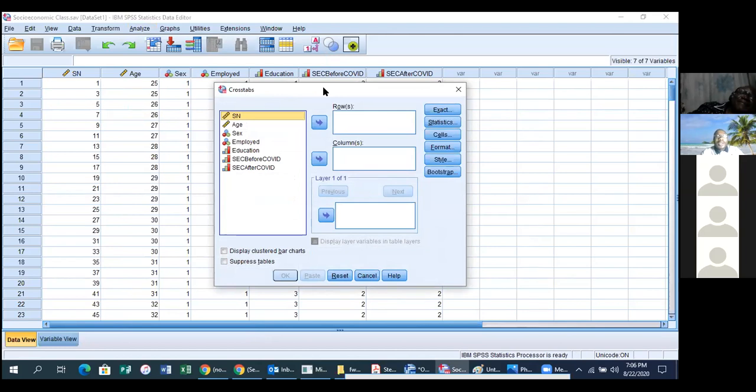Okay. Now, what is your outcome variable? What is your exposure here between sex and employment status? Which one should be the outcome? Again, the network is unstable here, please.